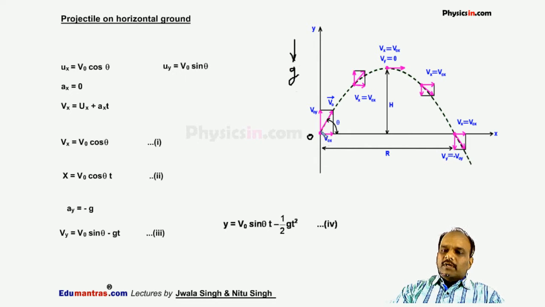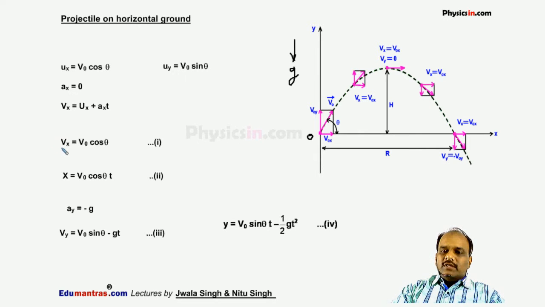So if I throw a particle with some speed v0 at an angle theta with horizontal, then we can say the horizontal speed of the particle is ux, that is equal to v0 cos theta, whereas the vertical velocity of the particle initially is uy, that is equal to v0 sin theta. As we know, ax is equal to 0, whereas ay is equal to minus g. The acceleration along x-axis is 0 because the pull of gravity is vertically downward.